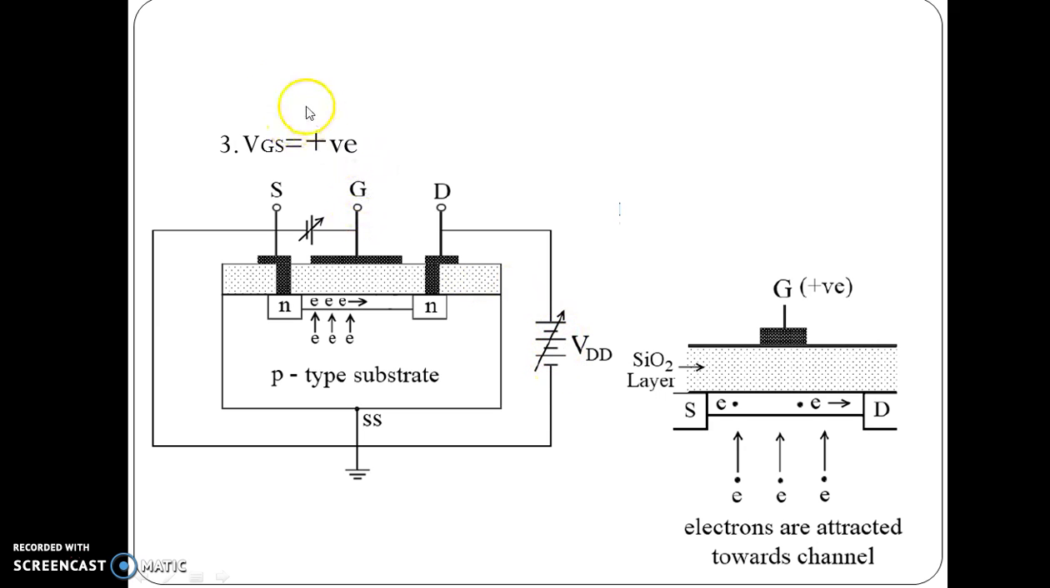Here, since VGS is positive, negative charges are attracted inside the channel. So the minority carriers from this P substrate, here you can observe these electrons get attracted towards the channel, and the number of electrons available in this channel for conduction goes on increasing. Since the number of electrons available for conduction increases, obviously the drain current also increases. So when VGS has a positive voltage, the maximum drain current we are getting is greater than IDSS.